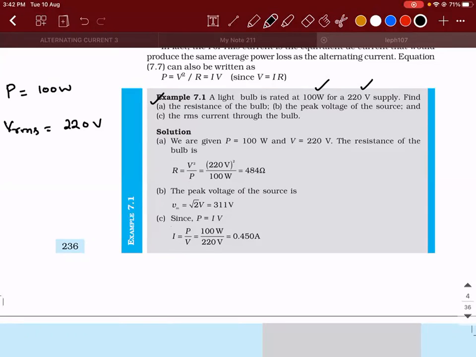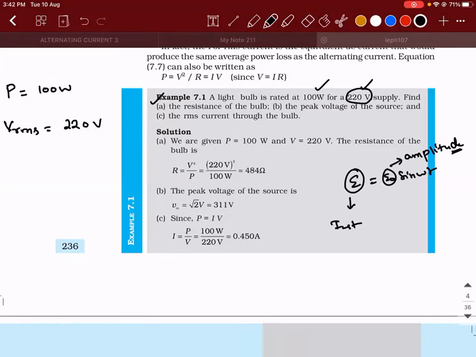Because in our house, if they give you something like this, it is always the RMS value. If they have to tell you the peak value, they'll give you the equation of the curve, like E is equal to E naught sine omega t. If something is given like this, then this stands for instantaneous value and this stands for amplitude. Okay, so this will be 220 volt.